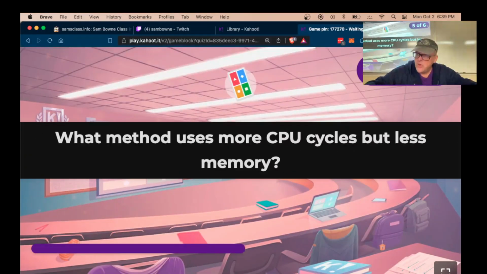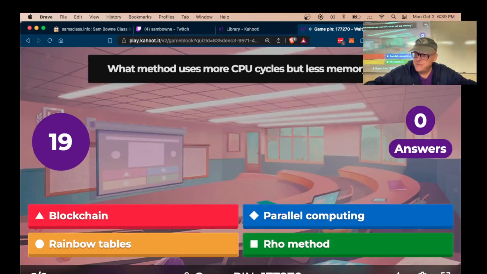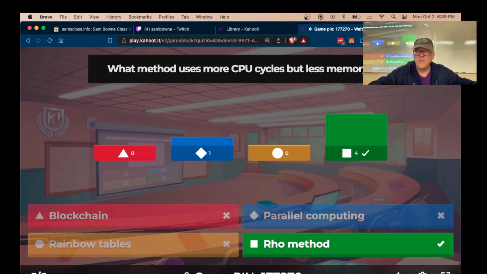What method uses more CPU but less RAM? That's the rho method, like we said. You don't have to remember all the hashes, but instead you'll have to do more cycles of computation.